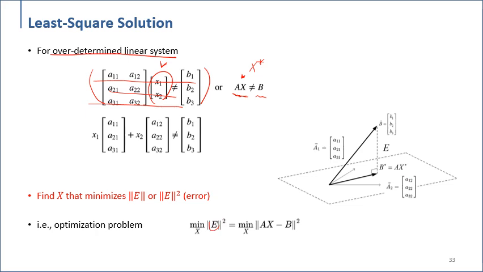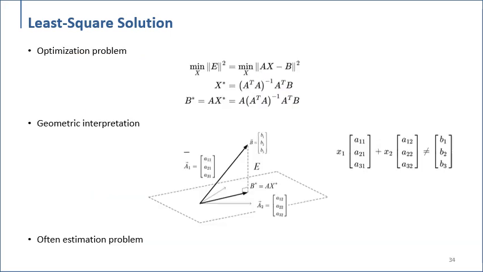By defining the error as E equal to Ax minus b, the problem of finding x star can be changed to an optimization problem: finding x that minimizes the L1 norm or L2 norm of E. So the remaining problem is how we can obtain the solution of this optimization problem.